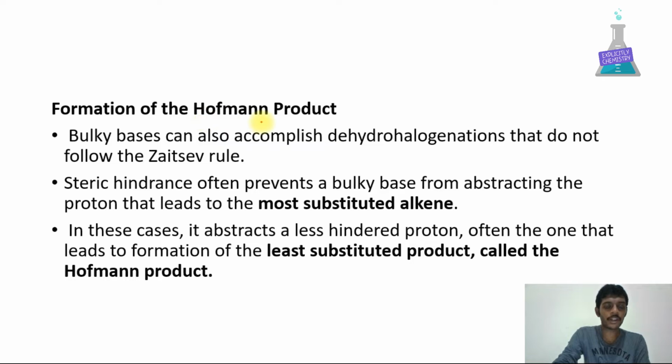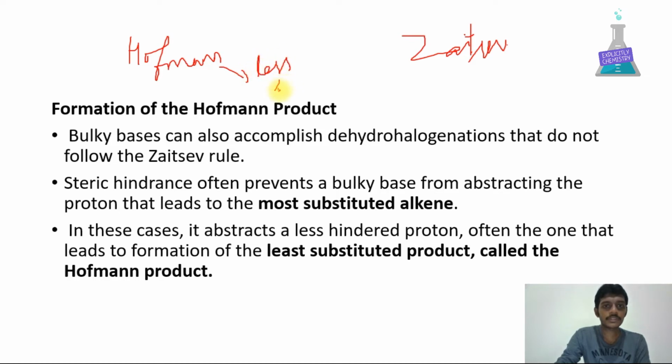Formation of the Hofmann product. Here we are going to discuss the Hofmann product, and another one is the Zaitsev product. The Hofmann product is the less substituted alkene, and the Zaitsev is the more substituted alkene.